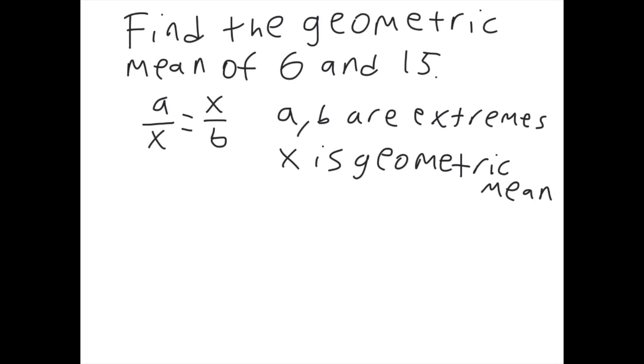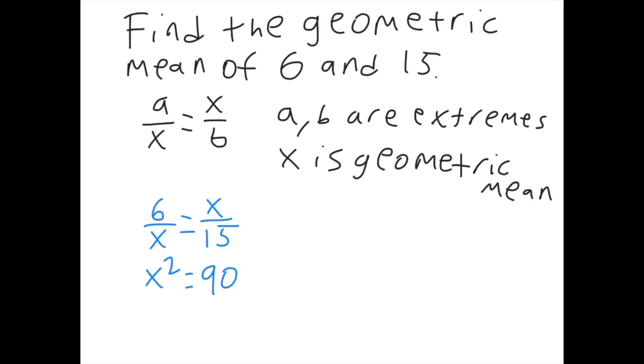So if you're going to set up this problem as a proportion, 6 and 15 are your extremes, and you're trying to find x. So you would say 6 over x equals x over 15. And then, just like every proportion that we've dealt with, cross multiply. x times x is x squared, and 6 times 15 is 90.